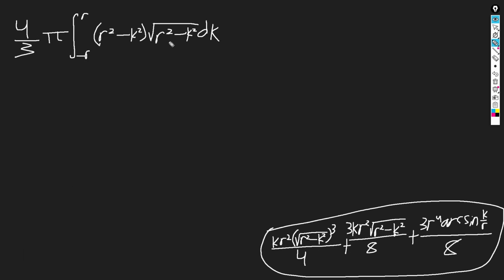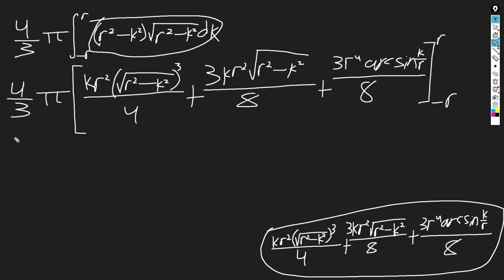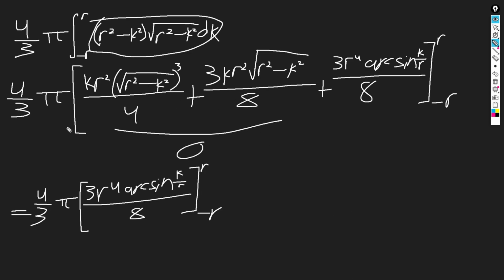So originally we had this integral, and then the antiderivative of this turned out to be this. So we'll just make a substitution now. So now we have 4/3 pi times this evaluation from negative r to r. You'll notice that if you plug in r or negative r into k, into these two first terms of this evaluation, all the roots come out to 0. So this is something times 0. So these first two fractions are just going to simplify to 0. So we'll just simplify this evaluation to only include the last term, which is this.